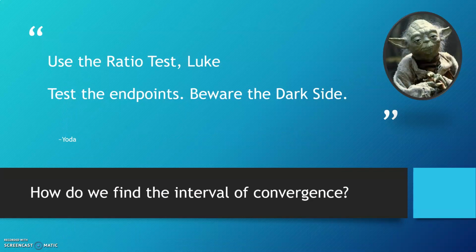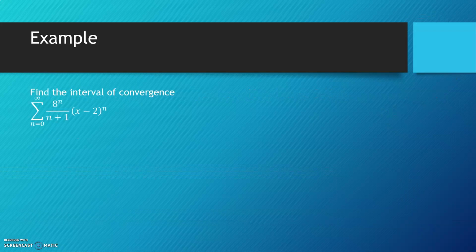How do we find the interval of convergence? Well, we listen to Yoda, we use the ratio test, and then we have to test the endpoints because we have to beware of the dark side of the ratio test. The dark side of the ratio test is that if you get a limit of 1, the ratio test does not help you. The ratio test fails if you have a limit of 1. It doesn't say that it diverges, it just says you've got to try a different test. Right. So for this first example, we're going to walk through the steps.